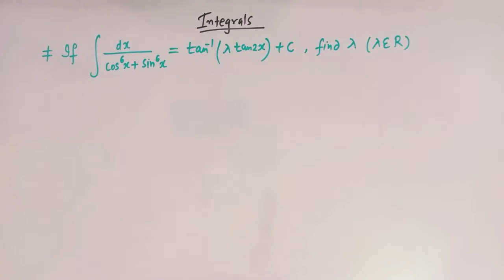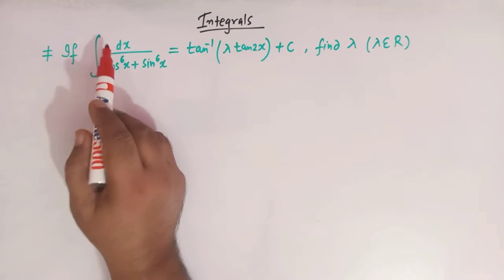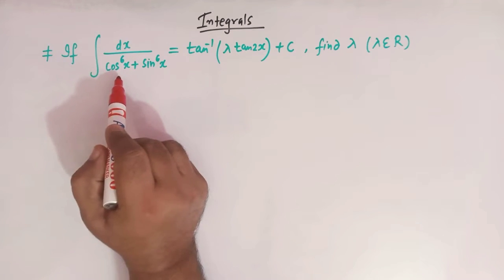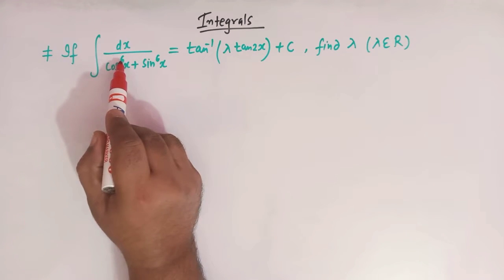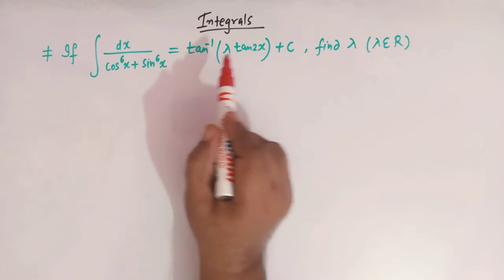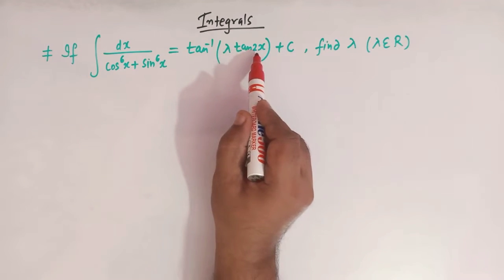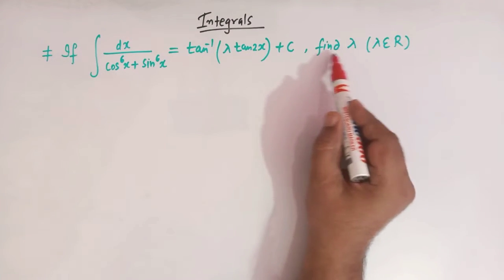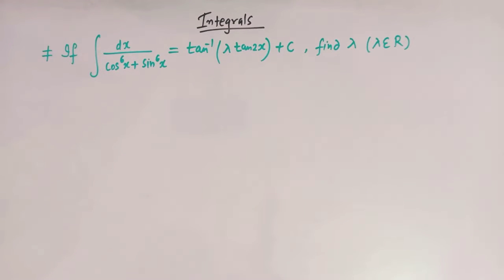Hello viewers, in today's class we are going to discuss yet another important and conceptual problem from indefinite integrals. Here we have a problem: if the integral of 1 over cos x raised to power 6 plus sin x raised to power 6 is equal to tan inverse of lambda times tan 2x plus c, then we have to find the value of lambda, where lambda belongs to the set of real numbers.